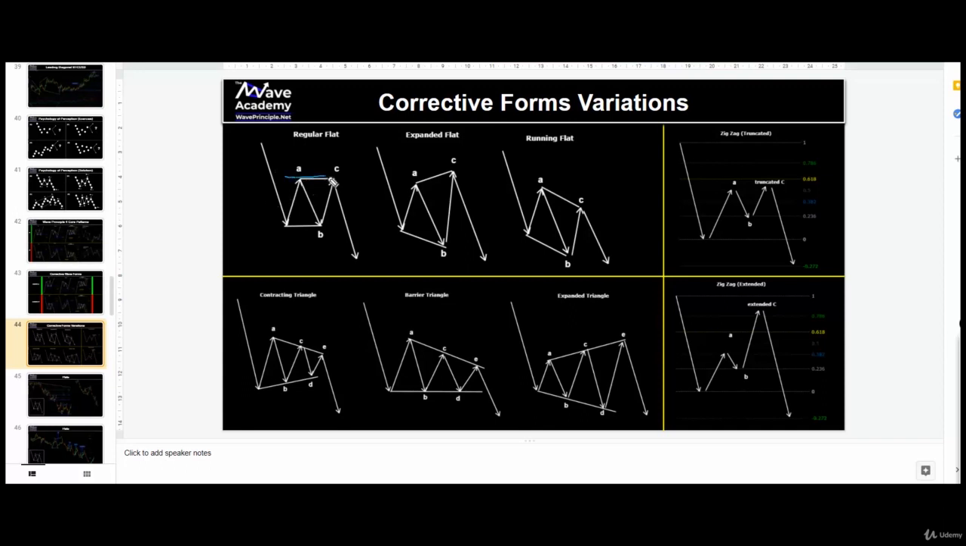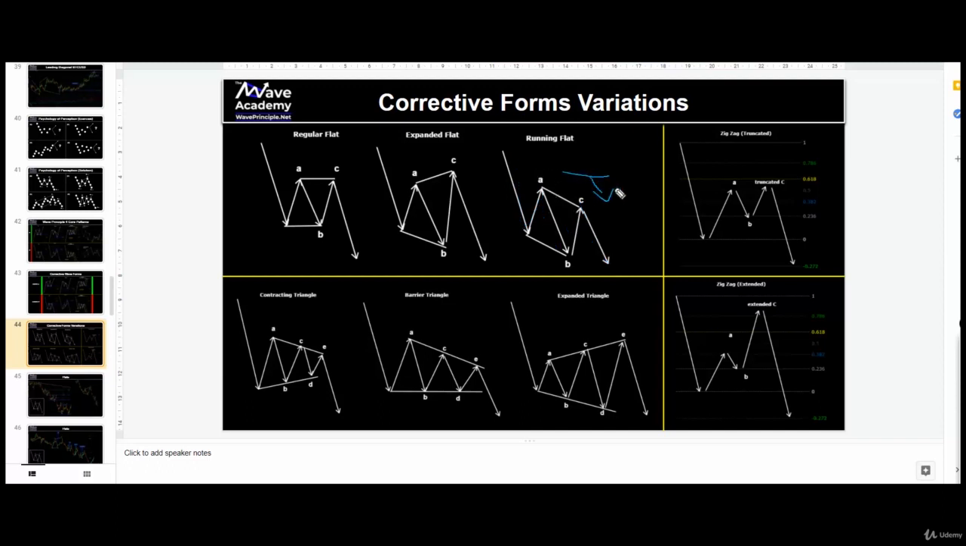It's not always a complete flat movement where A and C have the same level. We may see something like an expanded flat or also a running flat. As you can see, the running looks diagonalish. I don't know if that's a word, but the main idea is that the C doesn't go above A and B goes below the last impulse. That means it's running.